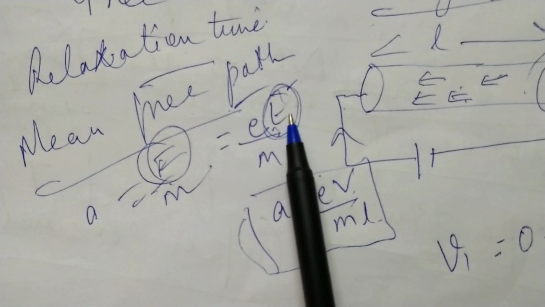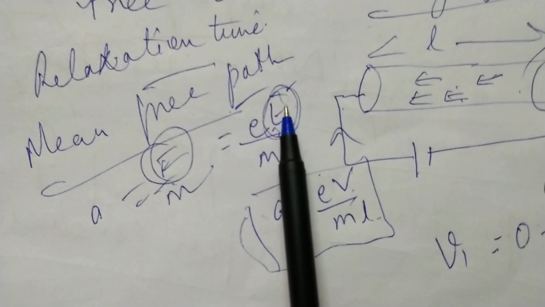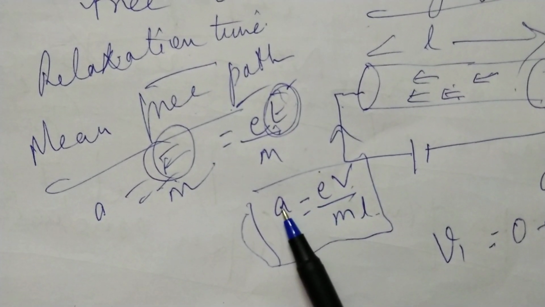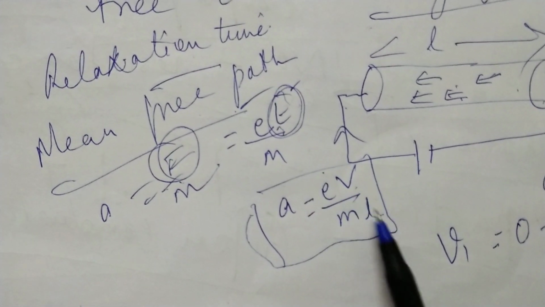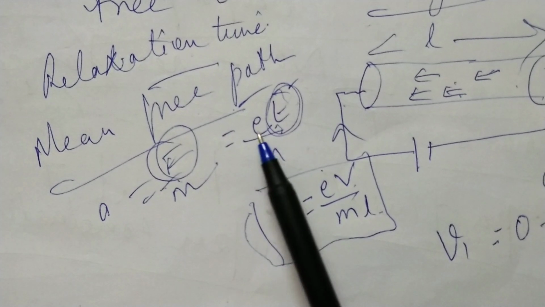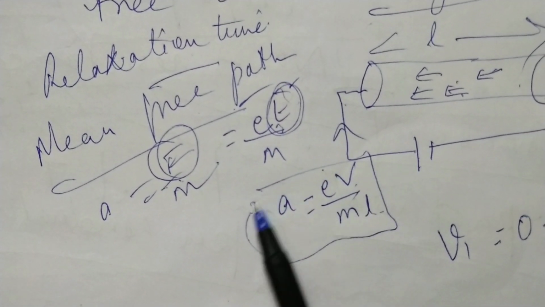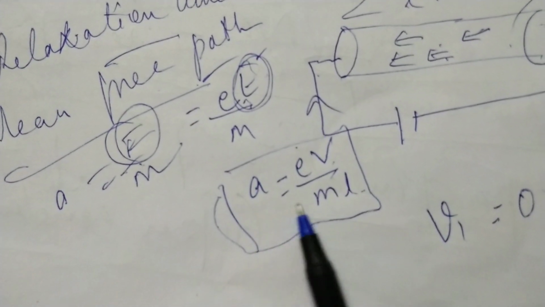If we want to relate E with the potential difference, then we know that E equals V by L. So when we write E equals V by L, a equals e, and instead of E, V by L is written. So here we get e, and this is V by L, and this is mL. So this becomes the formula for the acceleration of the electron.